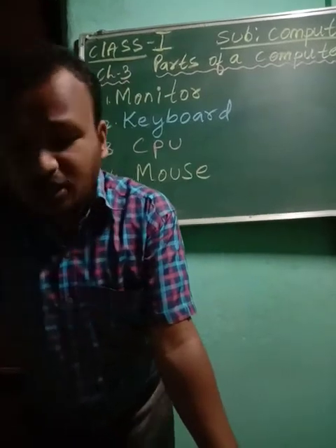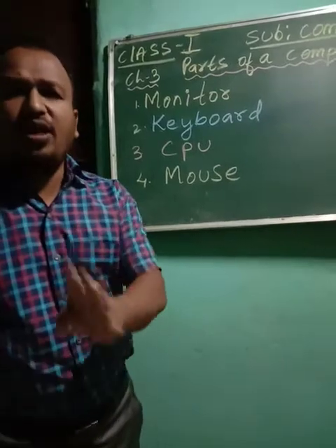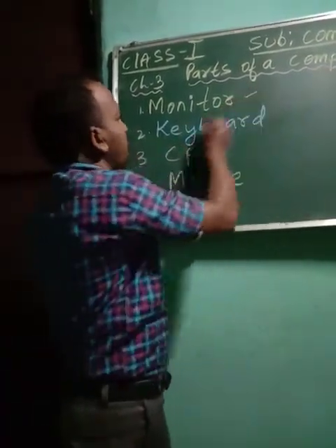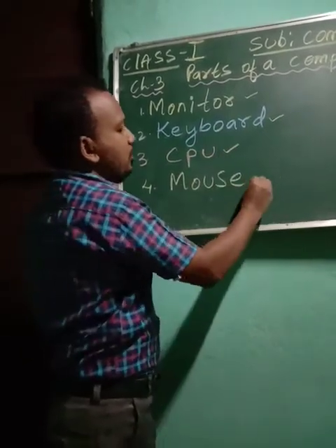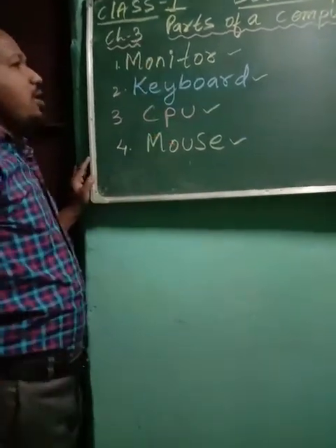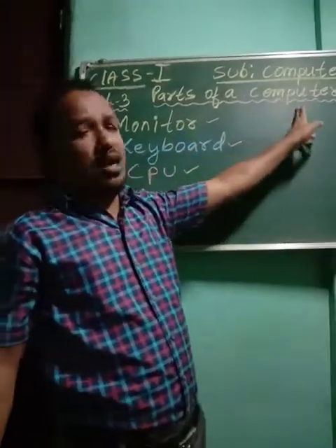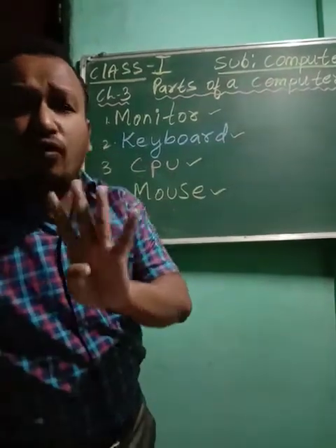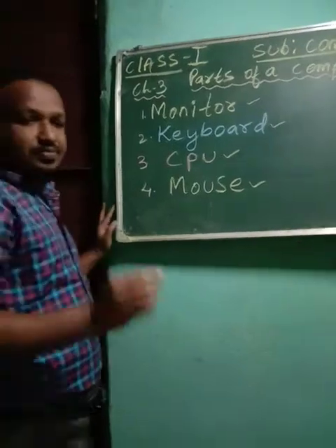So we are going to learn about different parts of a computer. First we are going to learn only about the 4 parts: the monitor, the keyboard, the CPU, and the mouse. One by one we are going to learn. So children, what are we going to learn? Parts of a computer. First we are going to learn only 4 parts. Again I am repeating, listen.